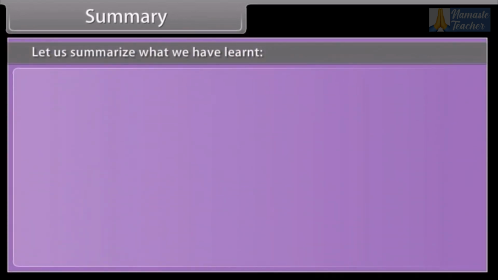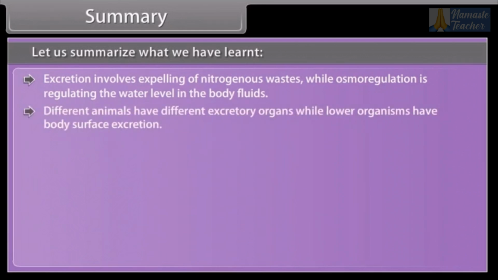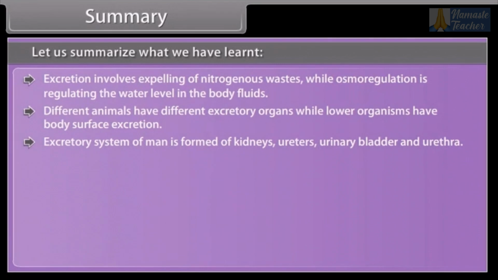Summary. Let us summarize what we have learned. Excretion involves expelling of nitrogenous wastes, while osmoregulation is regulating the water level in the body fluids. Different animals have different excretory organs, while lower organisms have body surface excretion. The excretory system of man is formed of kidneys, ureters, urinary bladder, and urethra. Kidneys have excretory units called nephrons.